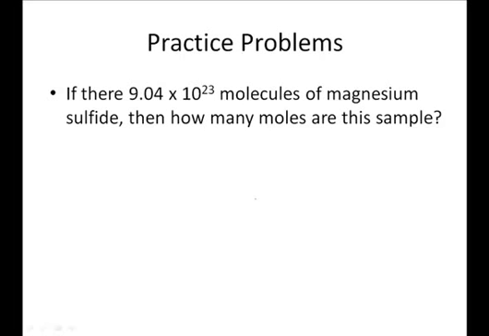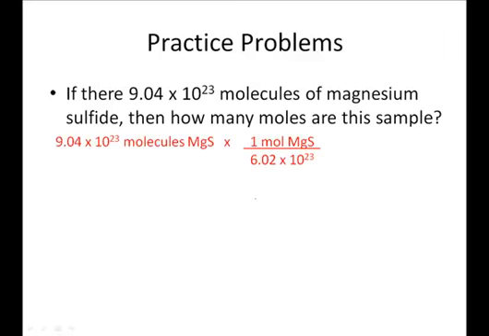Here's a practice problem. So if there are 9.04 times 10 to the 23rd molecules of magnesium sulfide, then how many moles are in this sample? So I start off with this. Notice how I have Avogadro's number on the bottom because the molecules are going to cancel out, and 1 mole is on top because that's what I'm looking for. When I do that, I get 1.50 moles of magnesium sulfide.